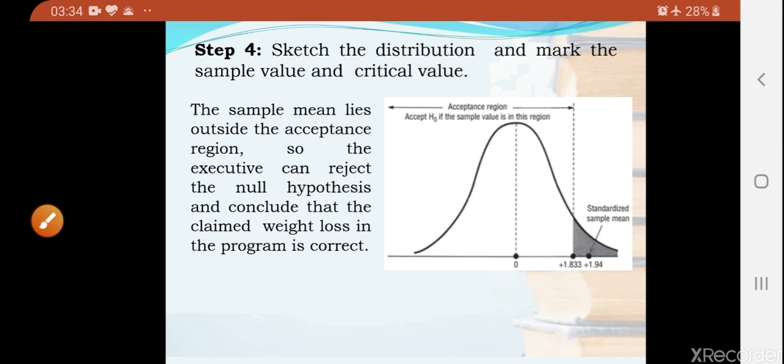So the critical value was 1.833 and the calculated value is 1.94. So it is coming in the rejection region. So the executive can reject the null hypothesis and conclude that the claimed weight loss in the program is correct.